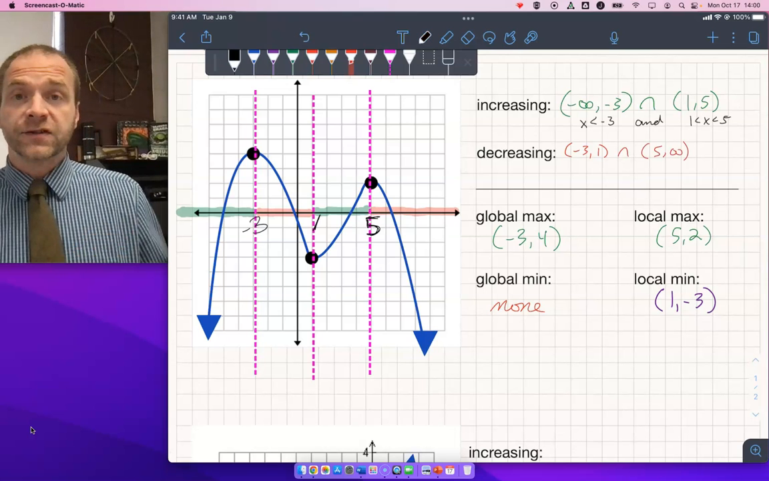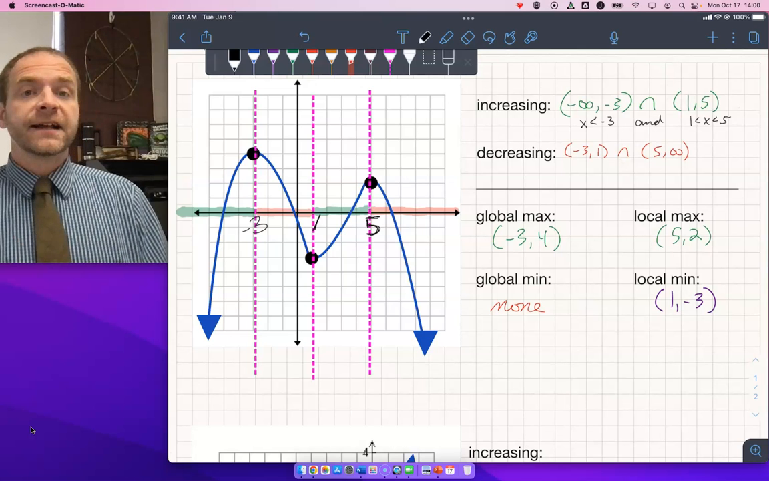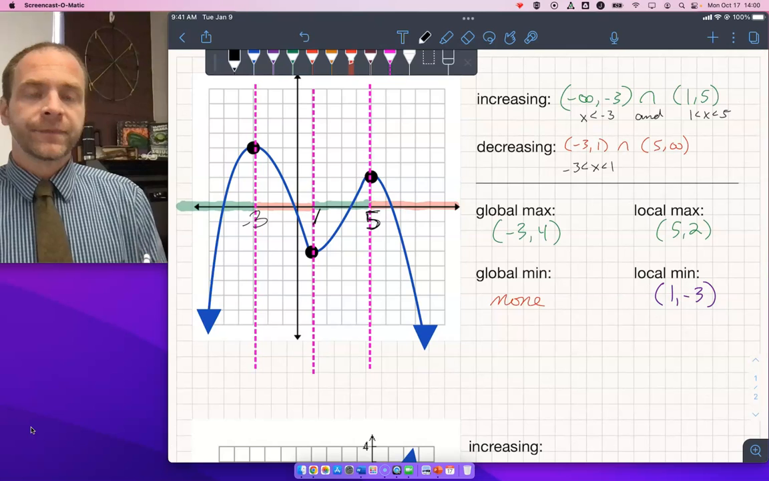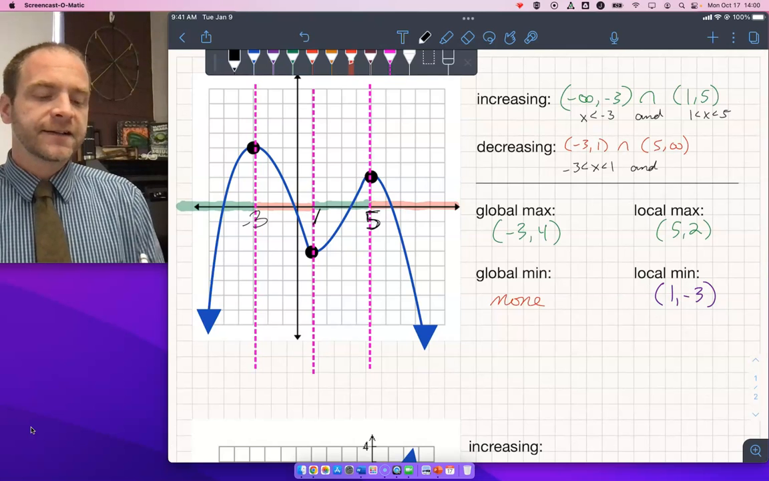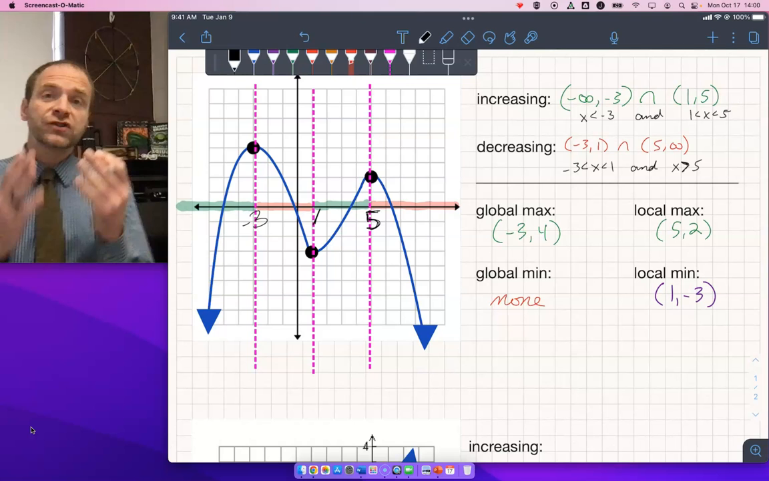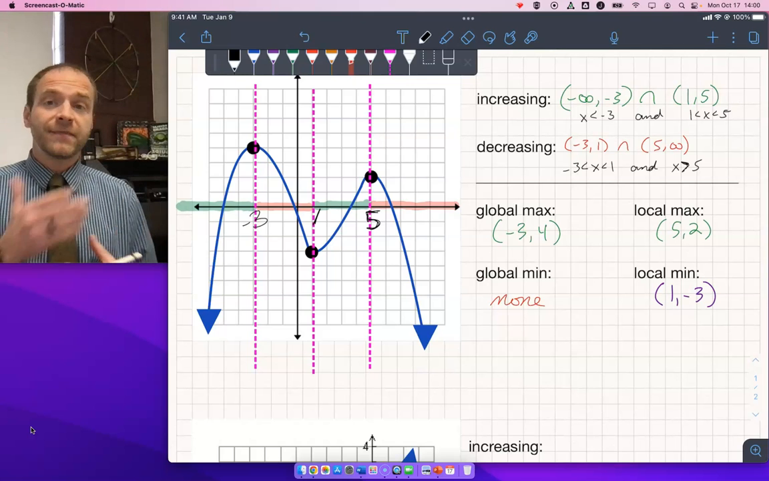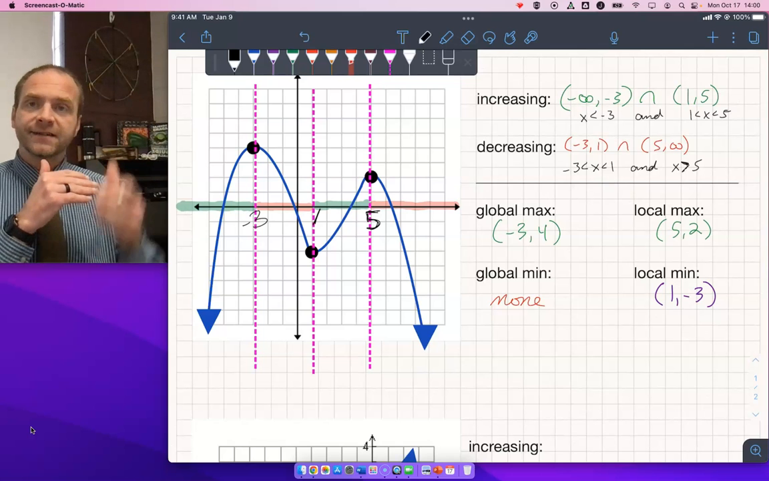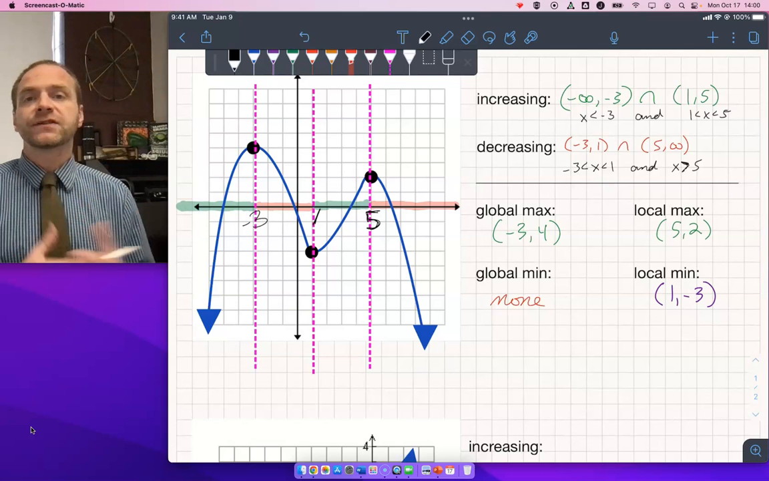I could write that also as an inequality. I can say that x is between -3 and 1, and x is greater than 5. Those are increasing and decreasing. So if you're struggling with increasing and decreasing, maybe drawing those vertical dashed bars or going through the maxes and the mins might help you understand what's going on.